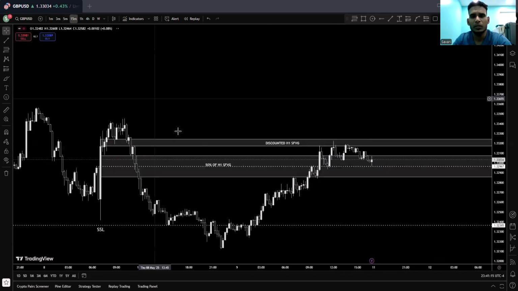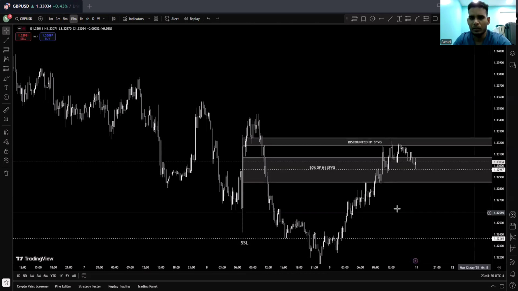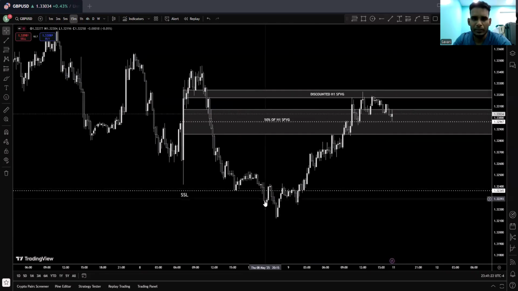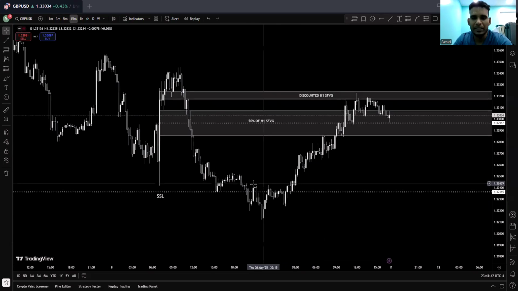And in the 15 minutes, I do understand one thing. After sweeping the sell side, this is the last swing low. After that, there is no lower low. Price failed to make a lower low. Instead, it broke the swing high, and this is the important level. The significant swing high got broken above.